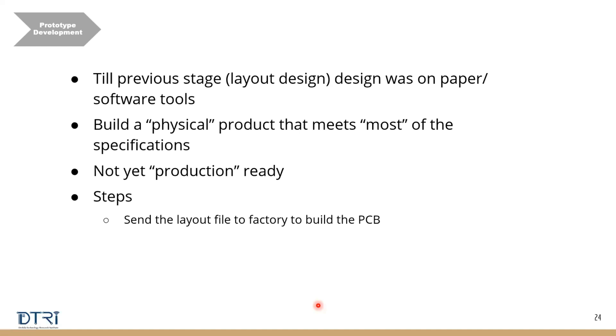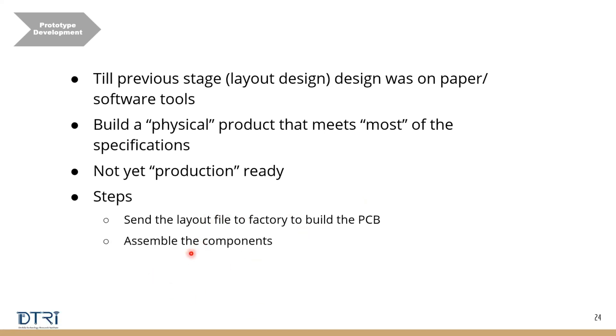So first thing is, once you have completed your layout, you send that layout file, because it's a software. So you take the layout file from that software and send it to a factory to build the PCB. So you have done the placement, you have done the routing. So now you send it to the factory and they will exactly implement based on the file that you have sent. It's a software file that you send, like a Gerber file is what we call. So once you do that, you assemble the components.